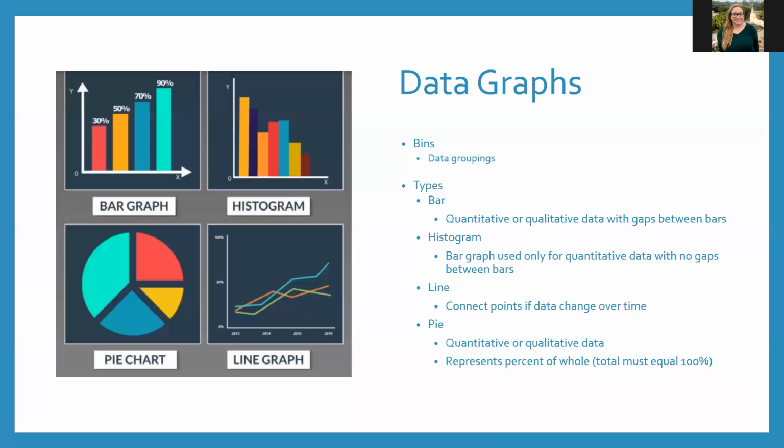When creating a graph to display your data, you need to determine which bins you will use. Bins are the way you group the values in your data set. Depending on your data and the information you want to convey, you will choose a bar graph, histogram, line graph, or pie chart. Bar charts can be used with qualitative or quantitative data, and they have space between the bins. A histogram is like a bar chart, but can only be used for quantitative data. There should be no gaps between the bins unless a bin has no data in it or a value of 0. Line graphs connect points of data change over time, and pie charts represent the percentage of a whole.